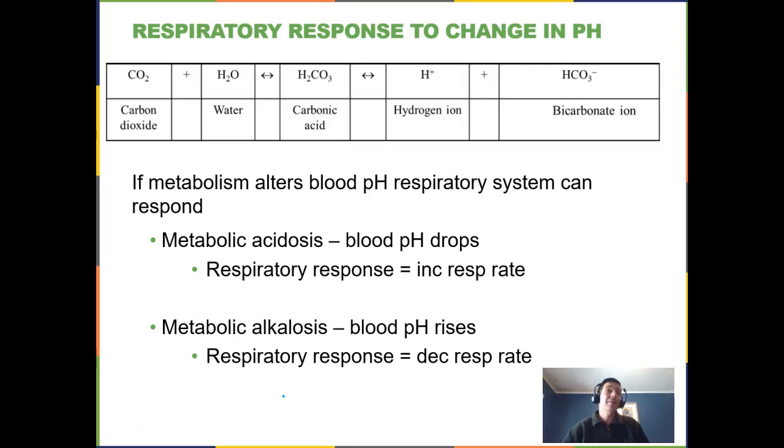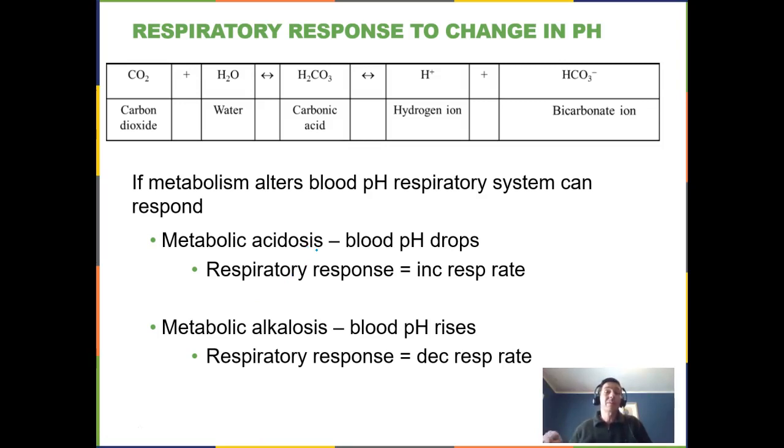So in the previous slide, your changes in respiratory rate were causing acidosis and alkalosis. Now we're going to have our metabolism cause acidosis or alkalosis and see how the respiratory system is going to respond. So now we are going to assume that you're breathing fine.